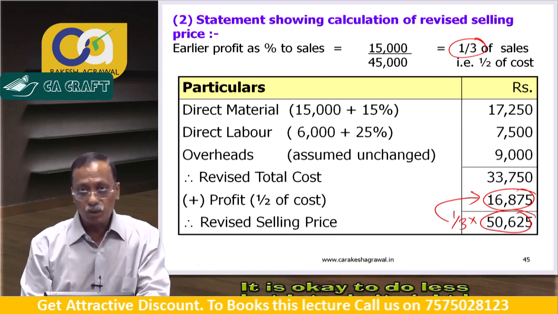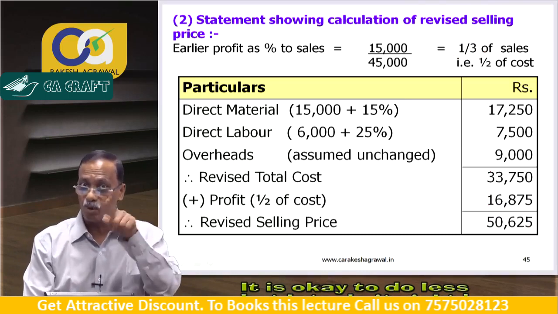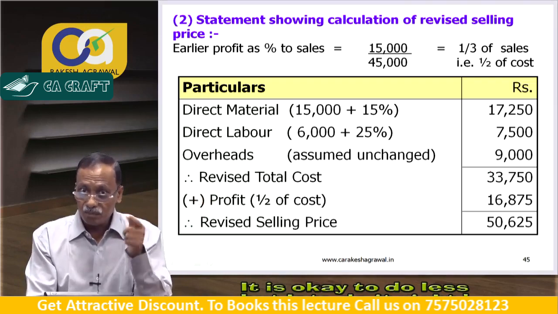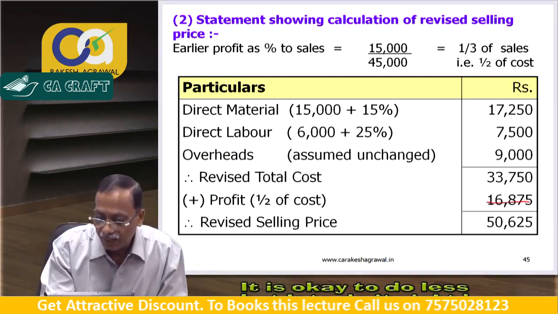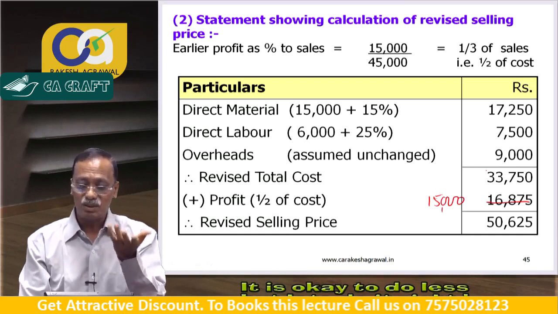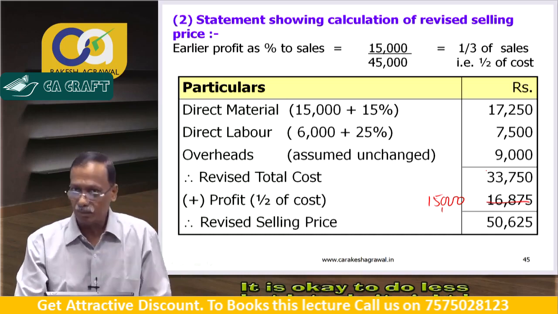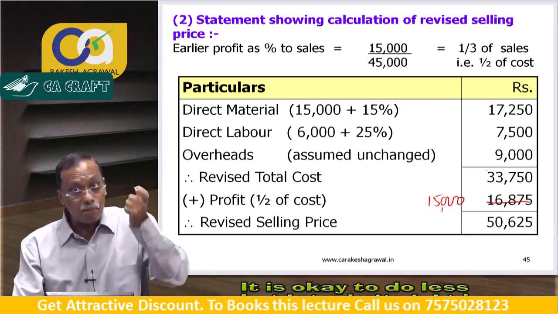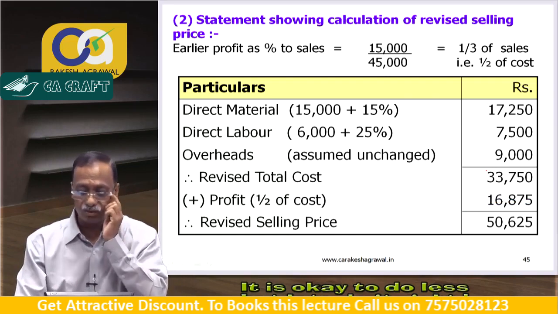Now if the wording of the question had been to maintain the same profit per article as present, instead of percentage profit, then you would have just added 15,000 here, because your present profit was 15,000. So the answer will change: 33,750 cost plus 15,000 same profit as earlier, and you will get the new selling price. So you will notice that maintaining the same profit per unit and maintaining the same percentage profit are interpreted differently and the answer will be different. Anyway, the correct answer was 50,625.